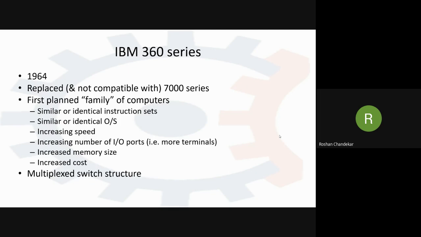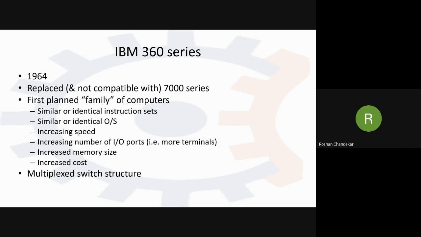The next one is the IBM 360 series. That is the next topic of our syllabus, the IBM 360 series. This series replaced the 7000 series. In 1964 IBM launched the 7000 series, which was replaced by the IBM 360 series, the first planned family of computers.